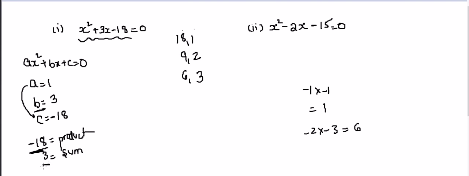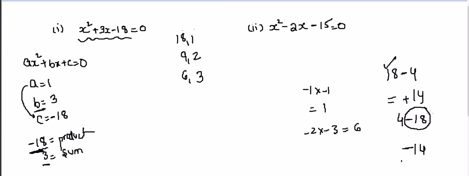Sum is 3, positive 3. If it's positive 3, it means your larger number is positive. Why? Because 18 minus 4 will give me 14, positive, since the larger number is positive in this case. Whereas if I do 4 minus 18, my answer will be negative 14. Why? Because the larger number has a negative sign, it's minus 18. So if my sum is 3, it means the larger number is positive and the smaller number is negative.